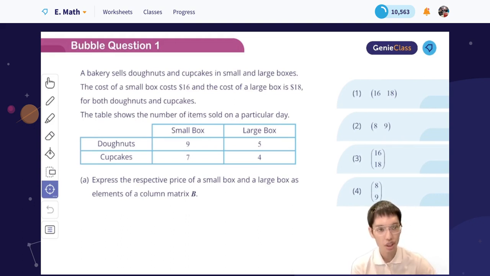I think some of you just tried to randomly click. Let's see. If you realize, there's a little bit of confusion here. So let's see. Small box, what is the price? The price is $16.